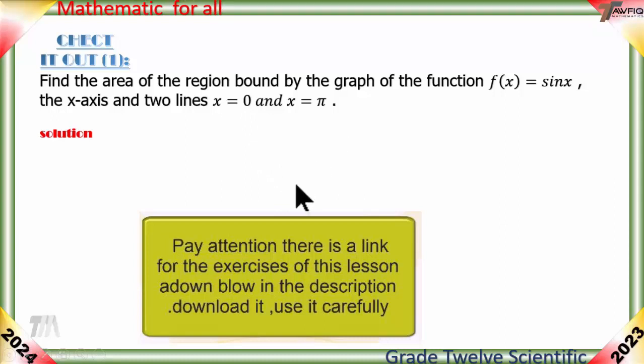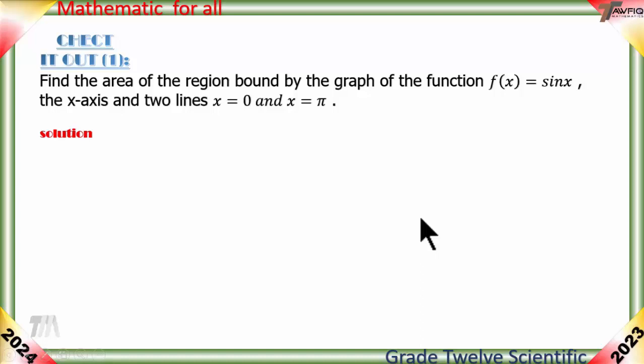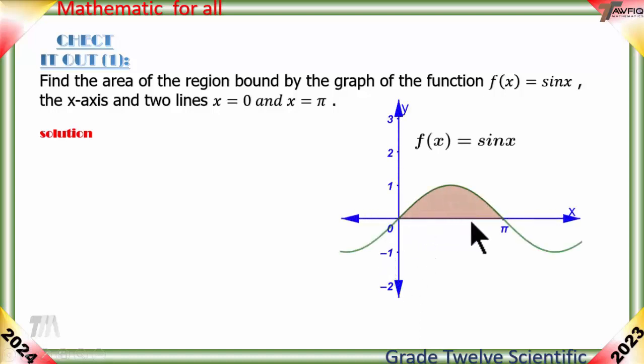After that, substitute pi over 2 in f of x. It becomes sine of pi over 2. Sine of pi over 2 is 1. 1 is a positive number, so the area is positive. Draw the graph of the function like this. As you can see at the graph of the function, the area is over the x-axis, so it is a positive area. Then the area is equal to the integral from 0 to pi of sine x dx.